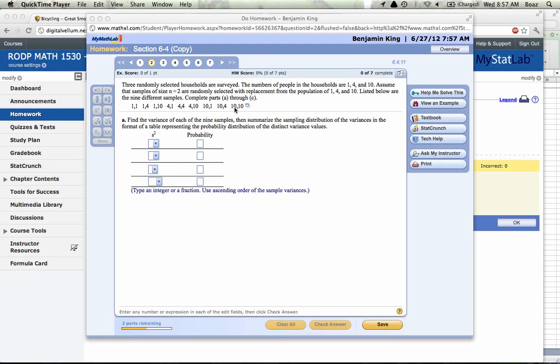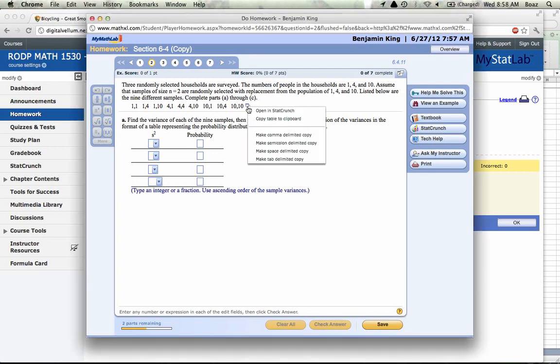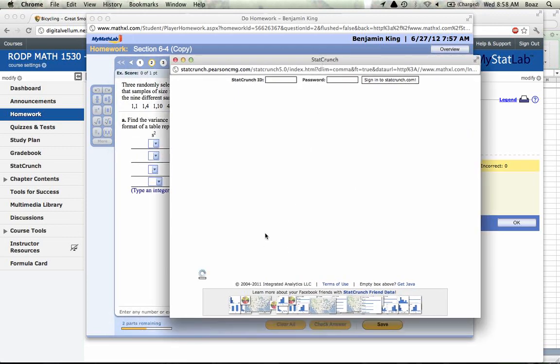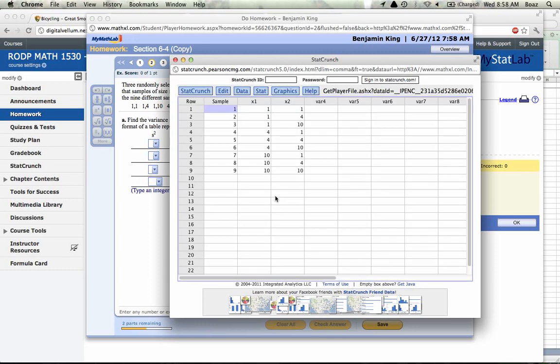We have nine samples, and if we click on the little window button here next to this, we can open this in StatCrunch. And when we open it in StatCrunch, what we're going to have is all the data here when it eventually opens. And what we see here, we have nine samples. Each of these are our samples here.